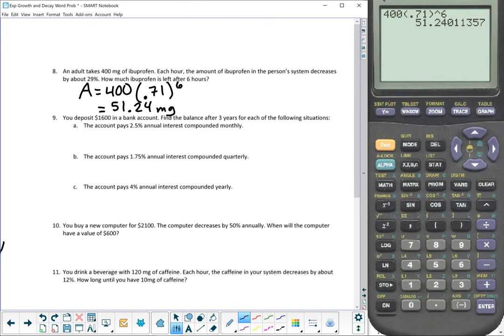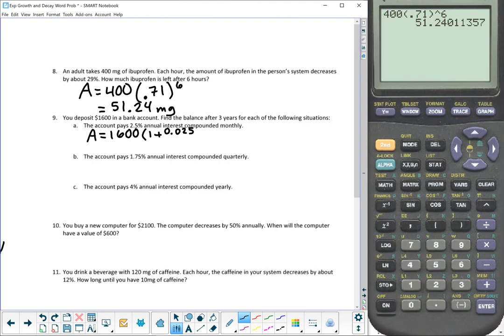Right? That's number 8. Number 9, you deposit 1,600 into a bank account. Find the balance after 3 years for each of the following situations. So part A, total amount after 3 years. So we got 1,600, and the formula goes, it's the principal times 1 plus the amount, which is 2.5%, translated to 0.025. Okay, do not use 2.5. If you use 2.5, that would mean 250%. So use 0.025.